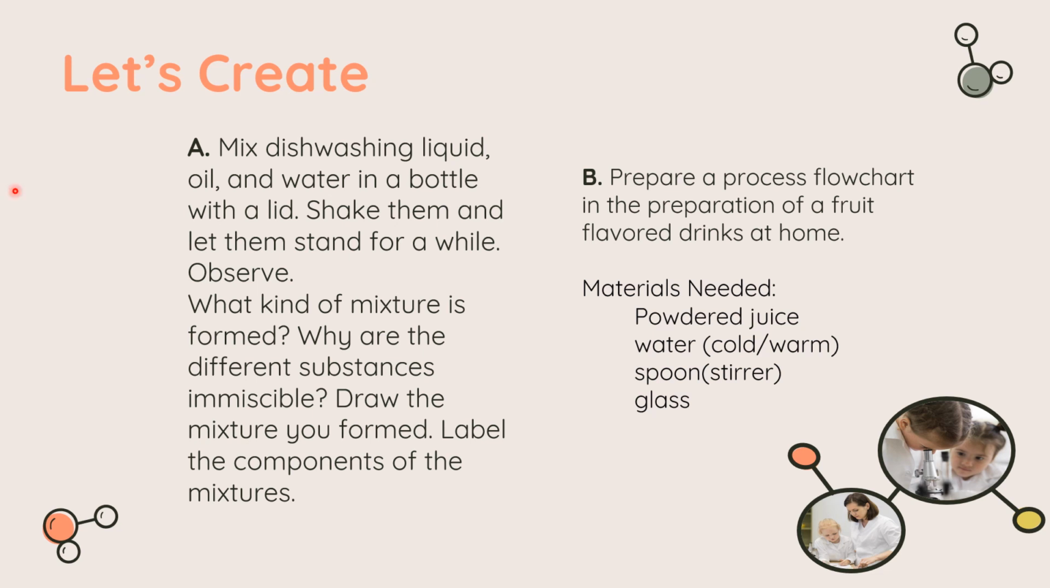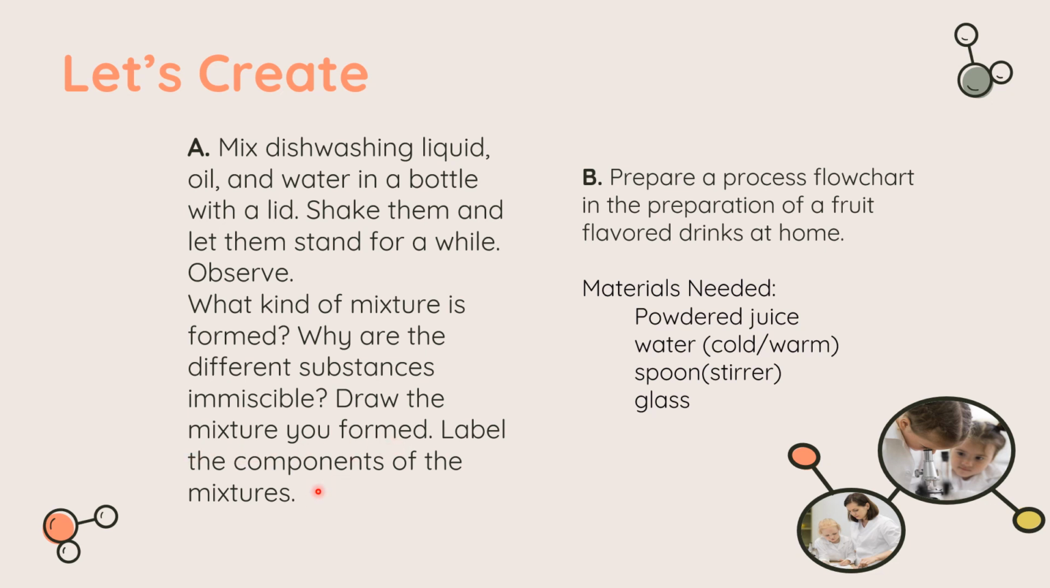But what do you mean by immiscible? When we say immiscible, it is not forming a homogeneous mixture when added together. Why do you think that when we mix dishwashing liquid, oil, and water in a bottle, they do not create a mixture that is homogeneous or has the same appearance? Why do you think? And then, of course, you're going to draw the mixture you formed and label the components of the mixtures.